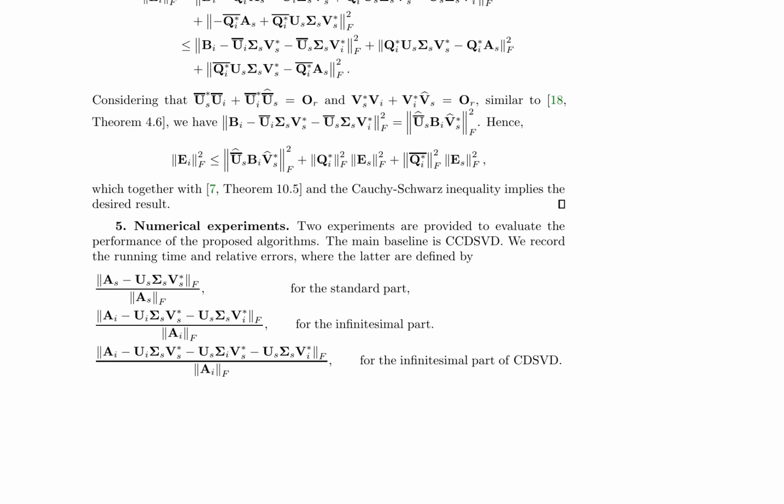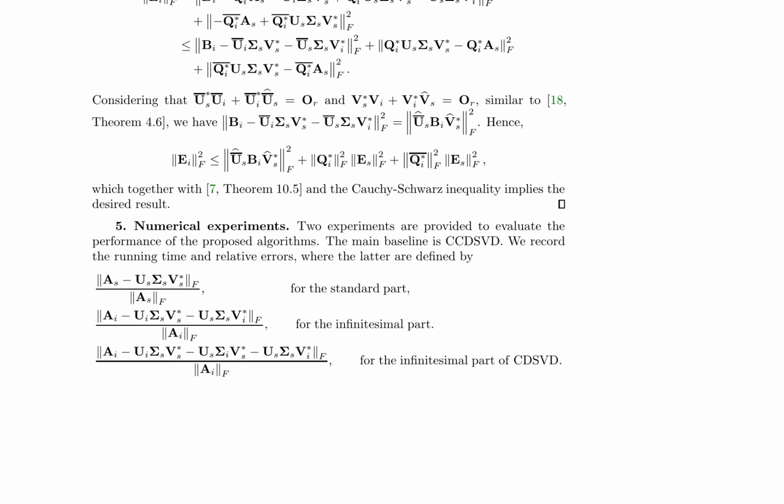The authors then utilize the operations in algorithm 3.1 to simplify the expressions and arrive at the final bound for the error term. This bound is dependent on the terms U_I, Vs, and V's, which are related to the singular value decomposition of the matrices involved. The proof builds upon similar ideas presented in Theorem 4.6 in reference 18, employing the Cauchy-Schwarz inequality to obtain the desired result.